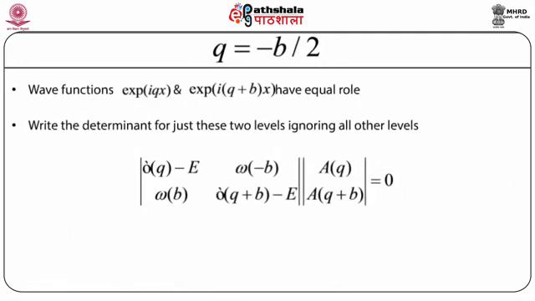Next, we consider the case when q is approximately equal to minus b by 2. Here one needs to consider the states e^(iqx) and e^(i(q+b)x).